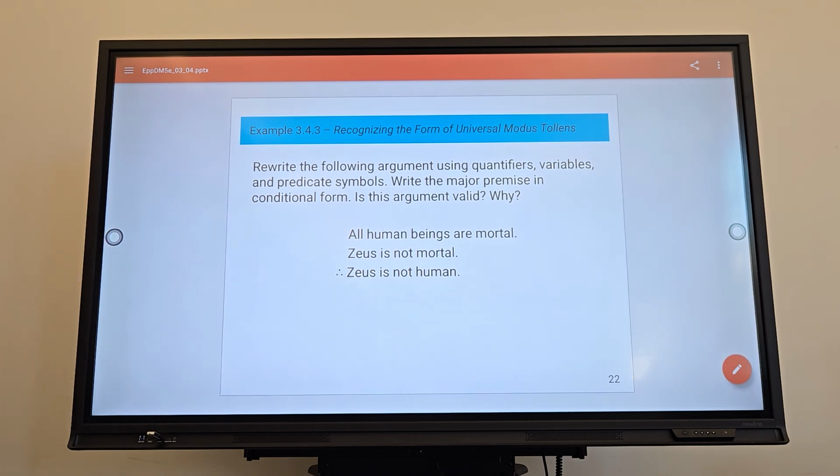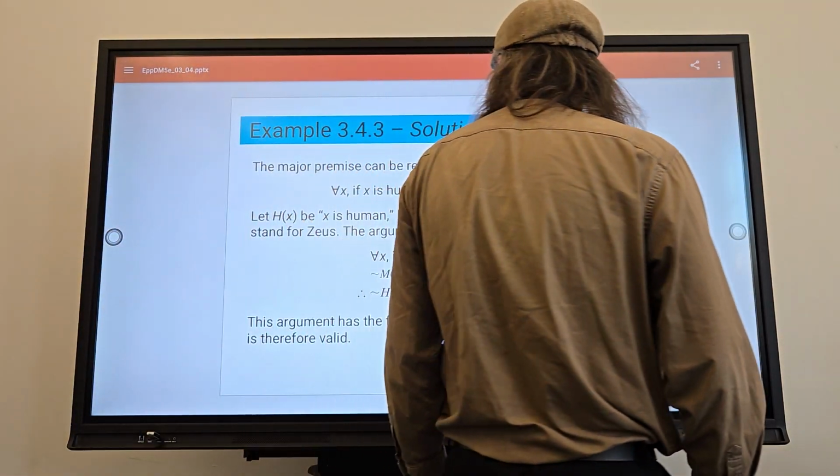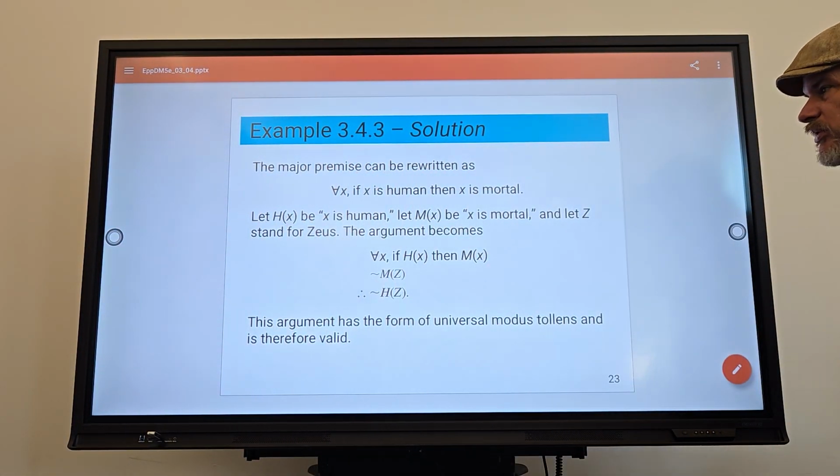Rewrite the following argument using quantifiers, variables, and predicate symbols. Write the major premise in conditional form. All human beings are mortal. Zeus is not mortal, therefore Zeus is not human. The major premise can be written as, for all x, if x is human, then x is mortal.